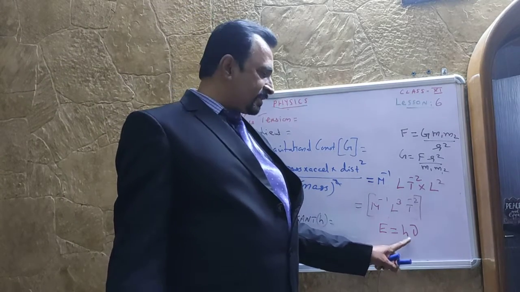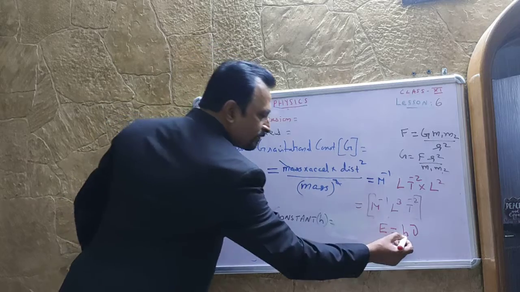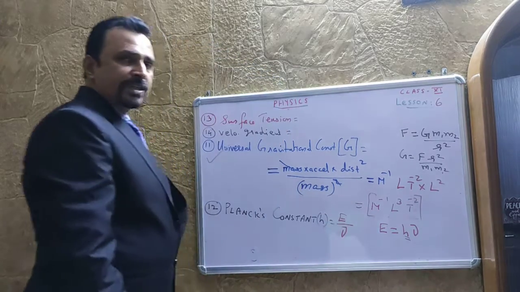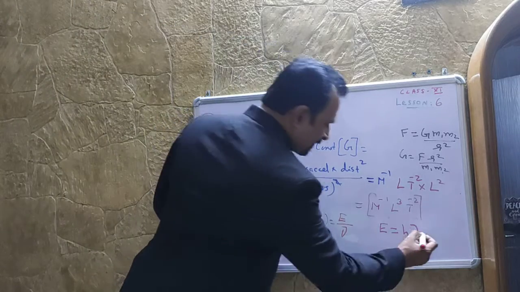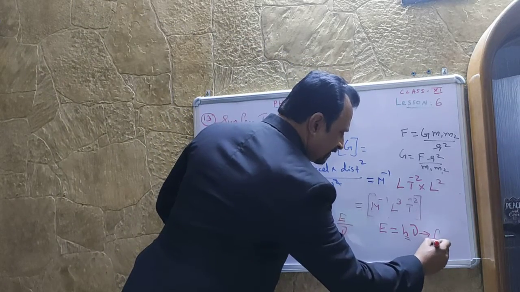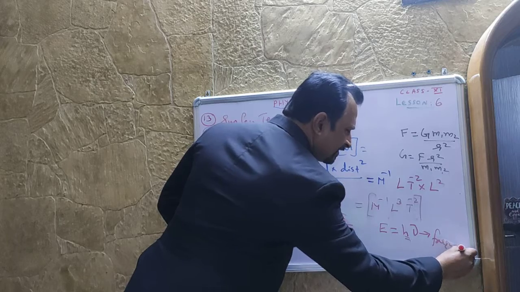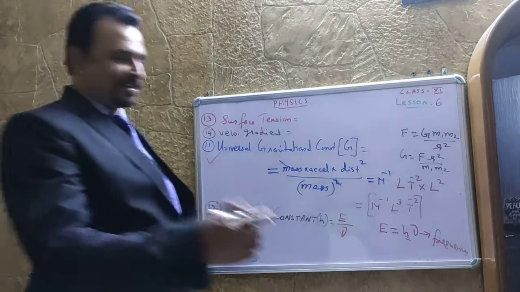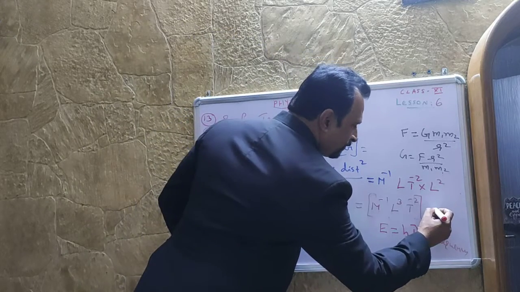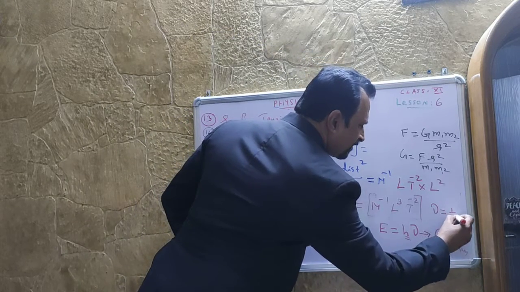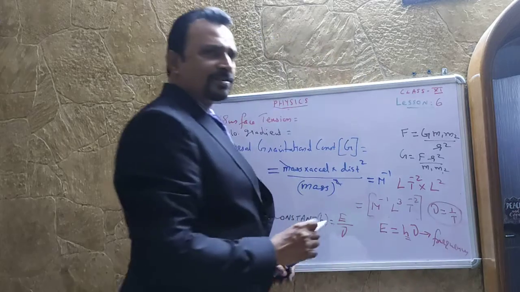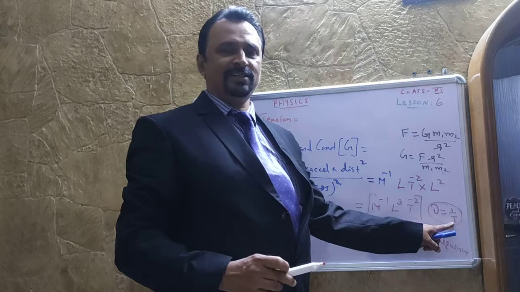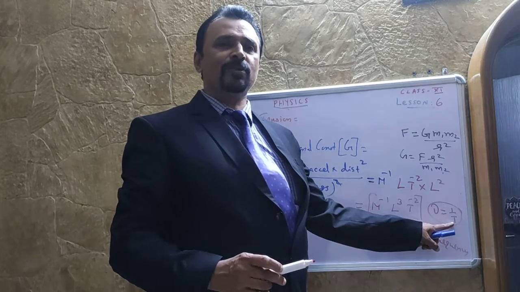Here we need h. So what is the formula for Planck's constant from this? Energy divided by frequency. Nu stands for frequency. And what is frequency? You know the relation between frequency and time period? Frequency is equal to 1 upon time period. This you studied in lower class. So the dimensional formula of frequency is 1 by T, reciprocal of time. That is called frequency.